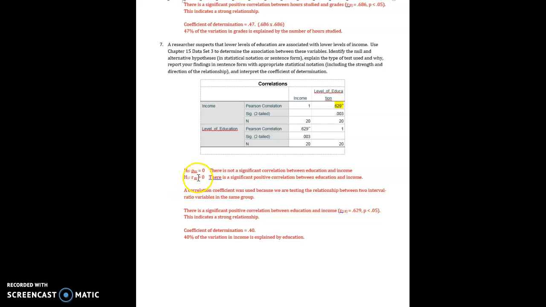We use this greater than here because this is signifying that our R value is greater than 0. In other words, if it's greater than 0, it's a positive R value. If instead this had said a researcher suspects that lower levels of education are associated with higher levels of income, that would be variables moving in the opposite direction. Then our sign here would be flipped to less than, and we would say there is a significant negative correlation between education and income. Next part is reporting the type of test used.